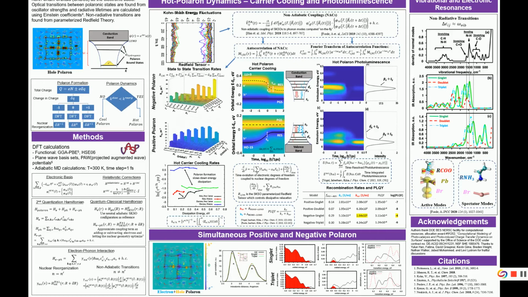So this figure here is log time versus energy for our states. We just choose an initial condition and then run the dynamics based on the rates that we calculate. And we can see that the negative polaron does have a longer hot carrier lifetime compared to the positive. So the positive cools in roughly a picosecond, or shorter than a picosecond, whereas the negative polaron shows about 10 picoseconds relaxation.